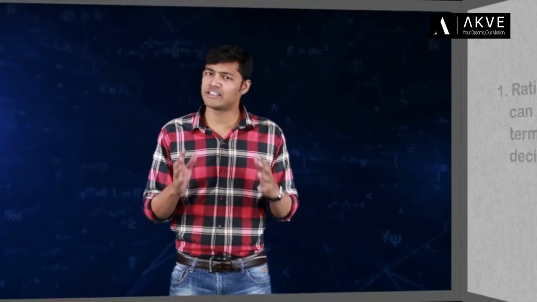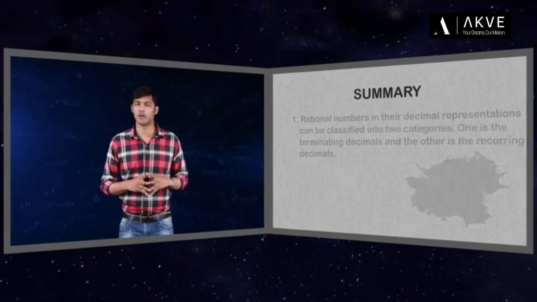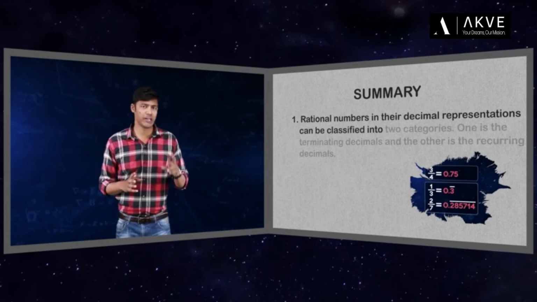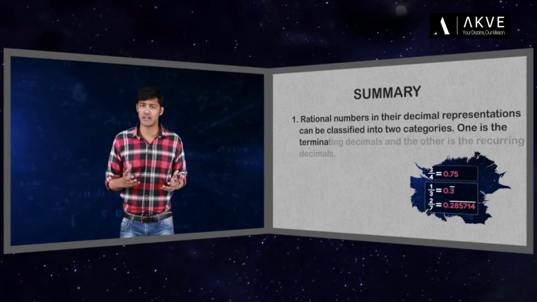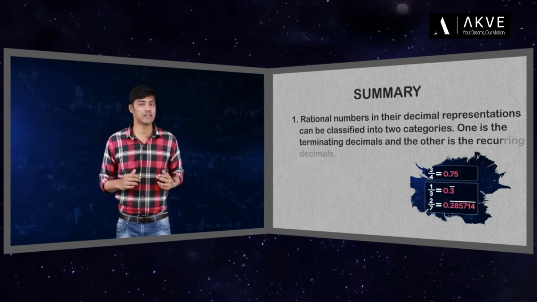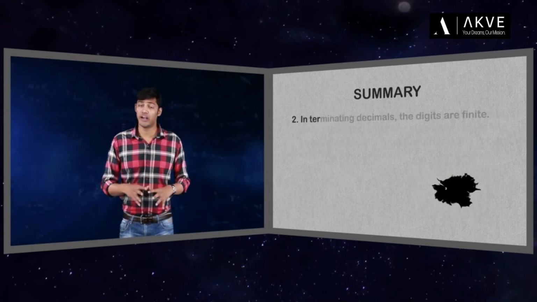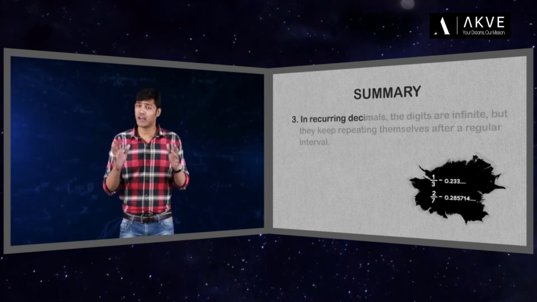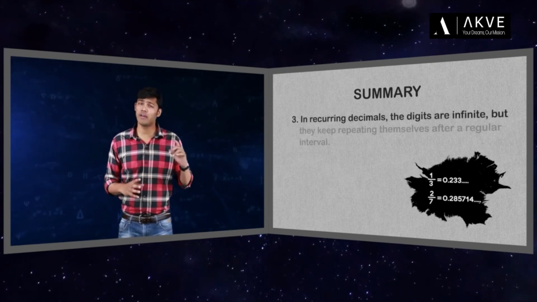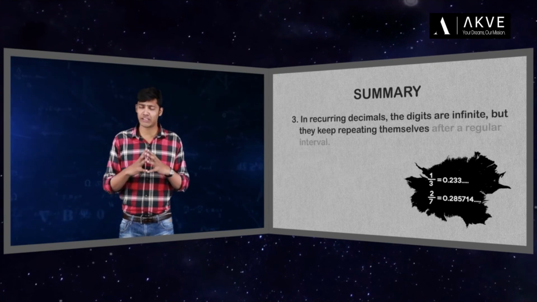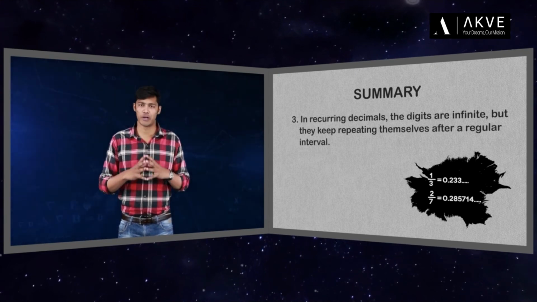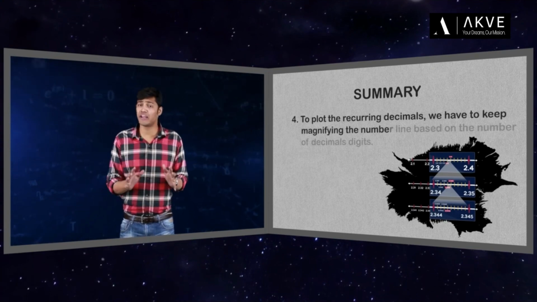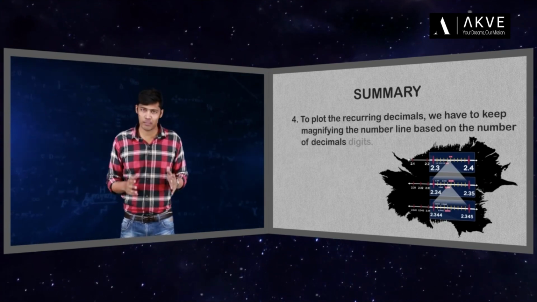As of now, let's summarize what we have learned so far. Rational numbers in their decimal representations can be classified into 2 categories. One is the terminating decimals and the other is the recurring decimals. In terminating decimals, the digits are finite. In recurring decimals, the digits are infinite, but they keep repeating themselves after a regular interval. To plot the recurring decimals, we have to keep magnifying the number line based on the number of decimals.